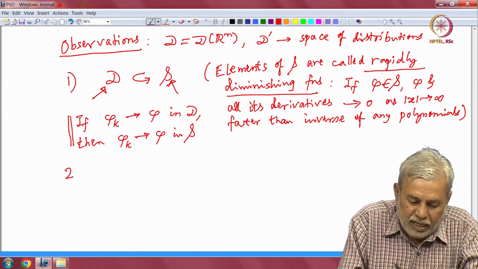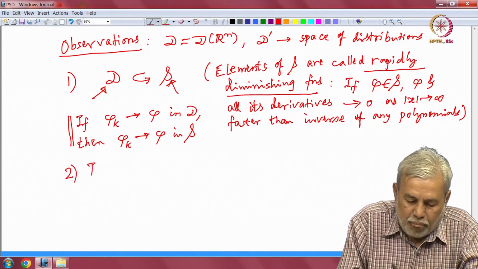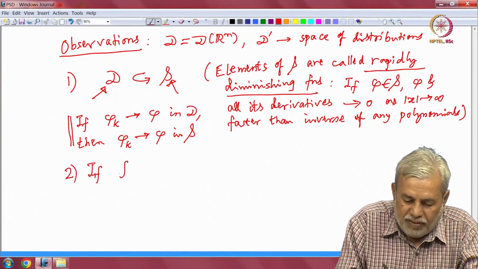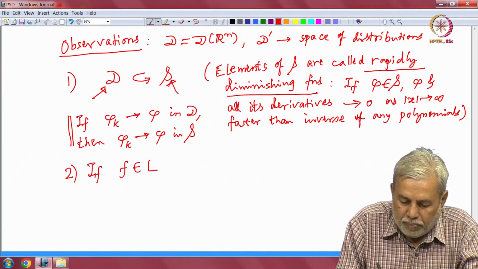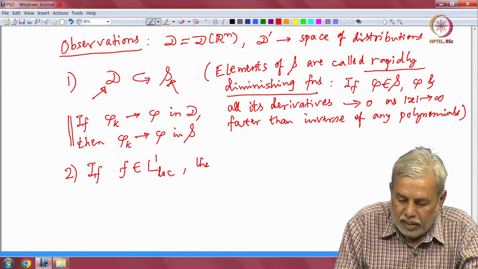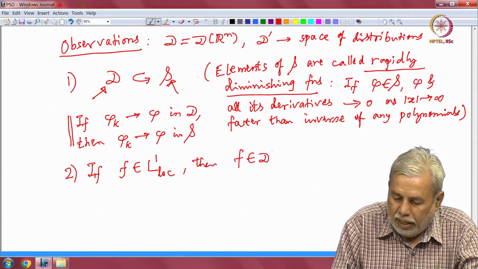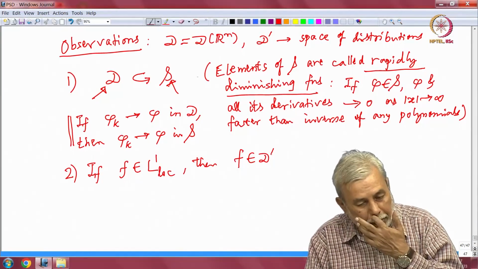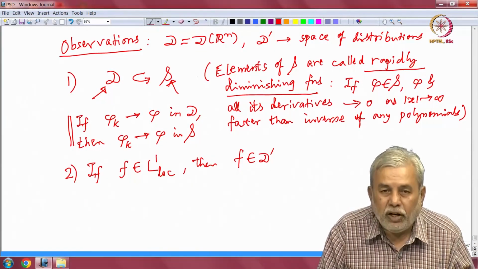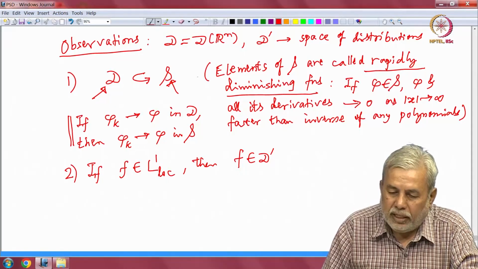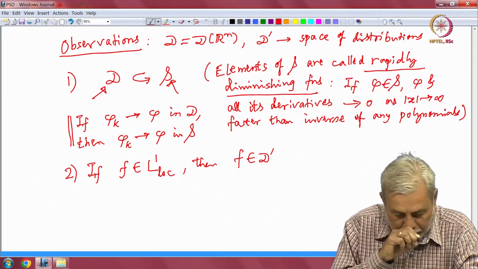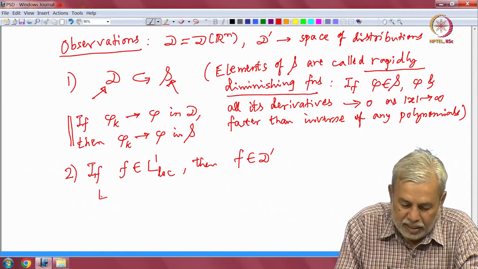We have seen that if f is in L1 loc, then f is a distribution. However, this is not the case with S prime. Here is an example, with n equal to 1.